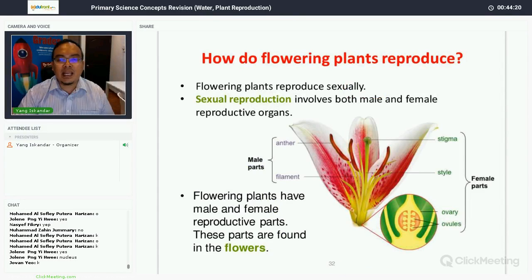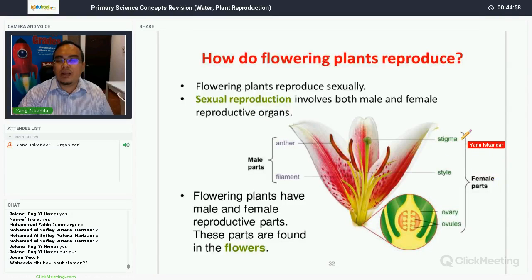Now, first, we need to understand the reproductive parts of the plants. The reproductive parts of the plants are largely the flowers. So you must know the parts of the flowers. Most flowers have both male and female parts in the same flower, but some plants have separate male and female flowers. Sexual reproduction involves both male and female reproductive organs. So flowering plants have male and female reproductive parts, and these parts are found in the flowers.